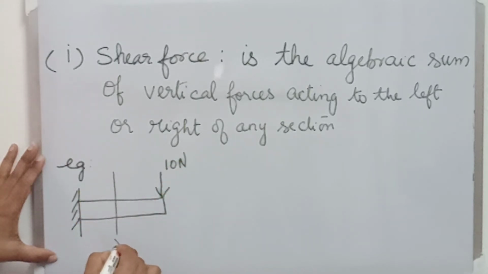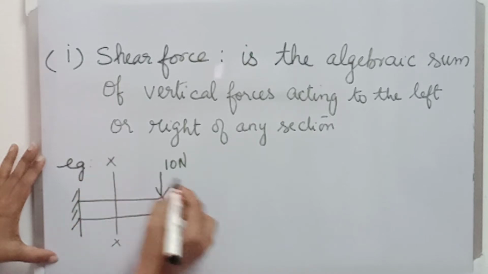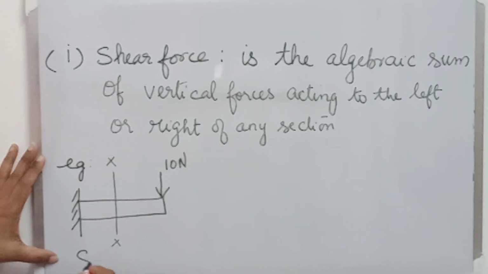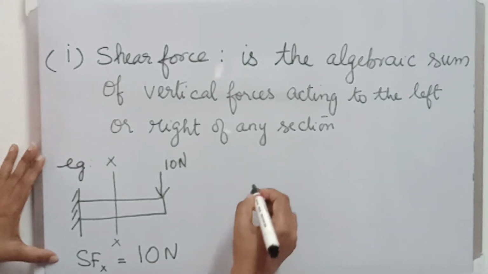Now to find the shear force at a section XX, the shear force at section X will be equal to the sum of forces acting towards the right of this section. So here it is 10 Newton.